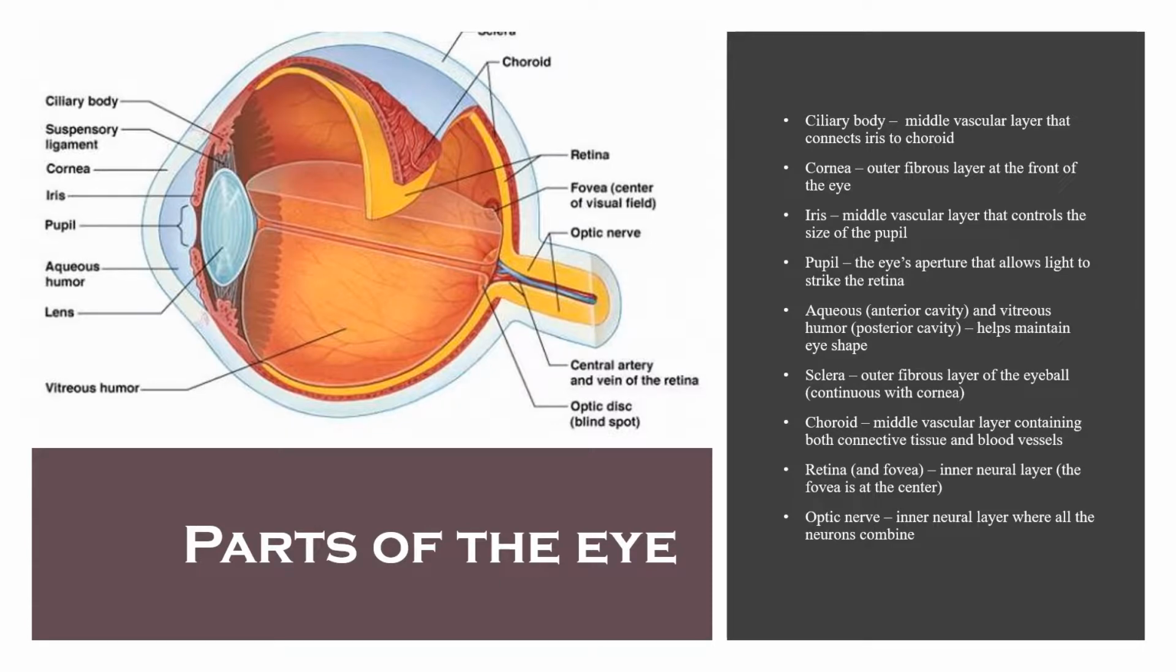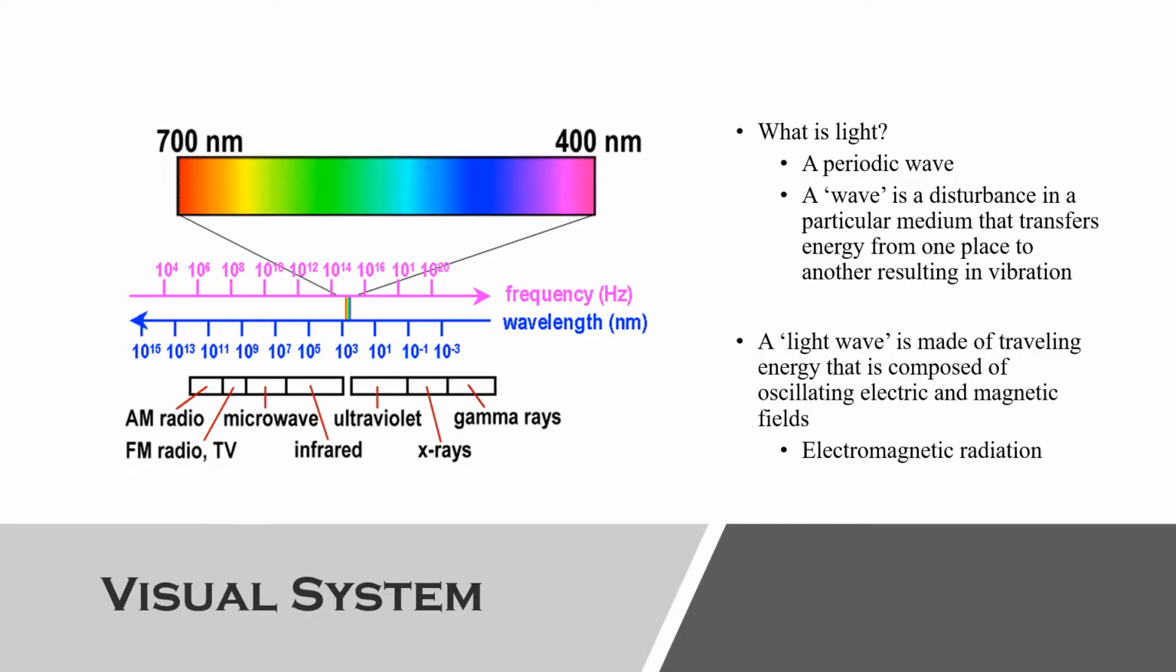The sclera is the outer fibrous layer of the eyeball that's continuous with the cornea. The retina, which has the fovea, is the inner neural layer, right? The fovea is the very center. And then of course there's the optic nerve, which is also the inner neural layer where all the neurons are going to converge. So those are parts of the eye.